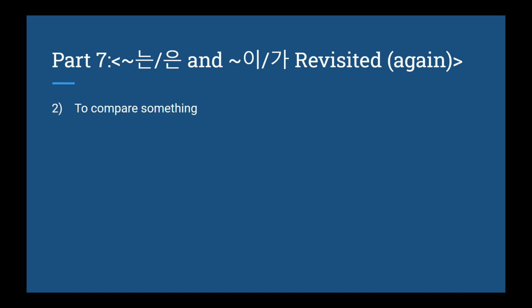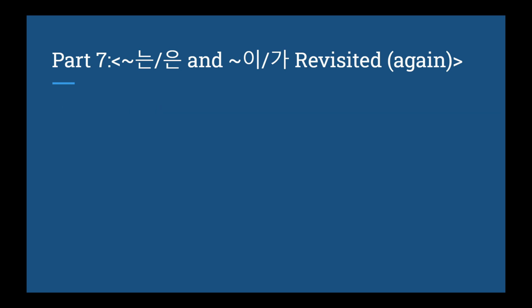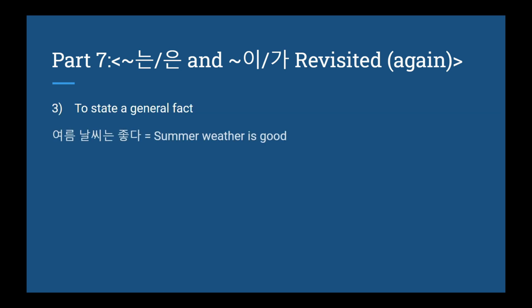To compare something, so like with the mountain example, 이 산은 높다. This mountain is high, like compared to something else. You can look back at lesson 17 for this. And also to state a general fact, like 여름 날씨는 좋다. Summer weather is good. Those are the three usages we've talked about.